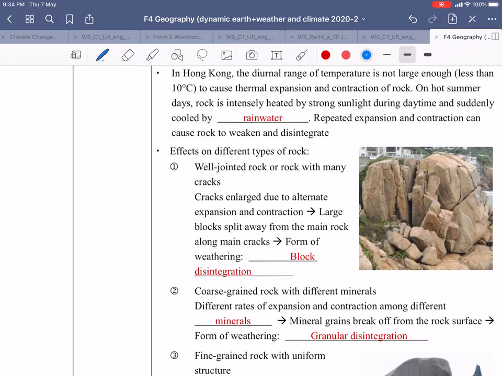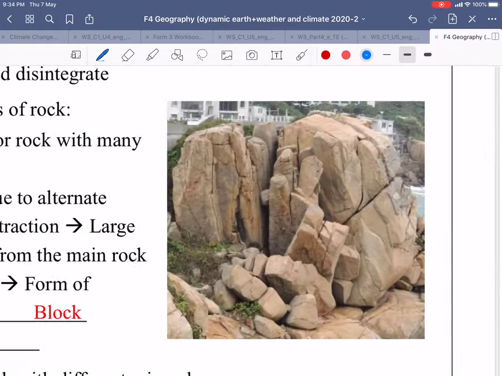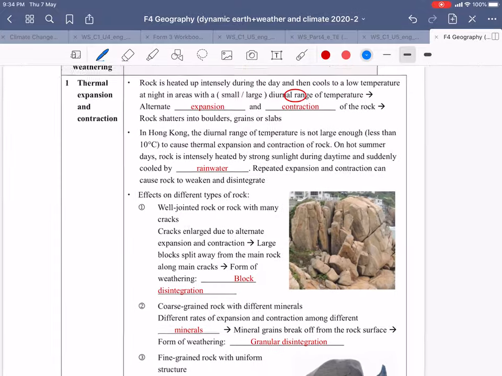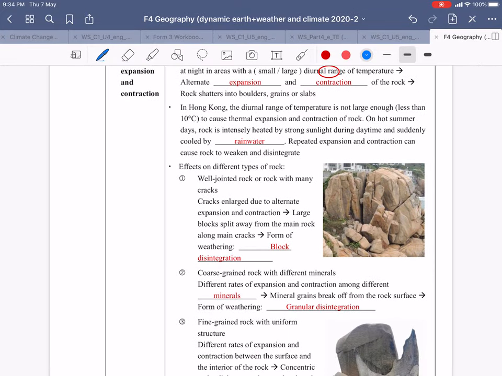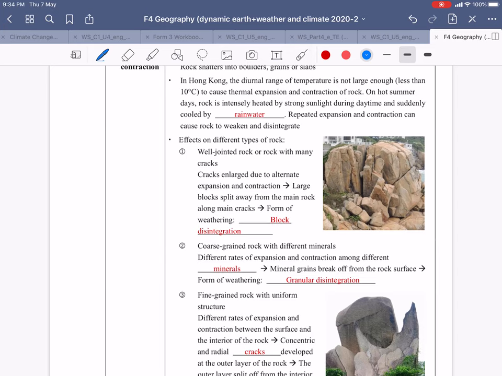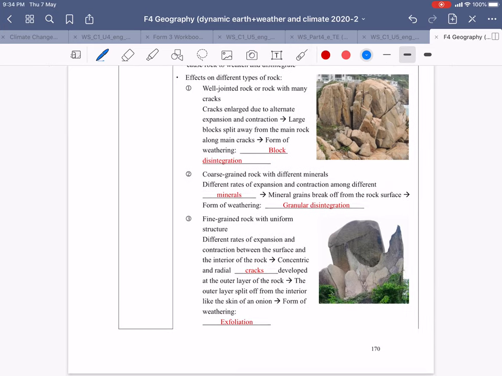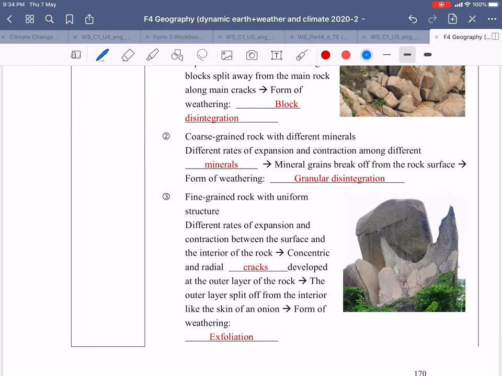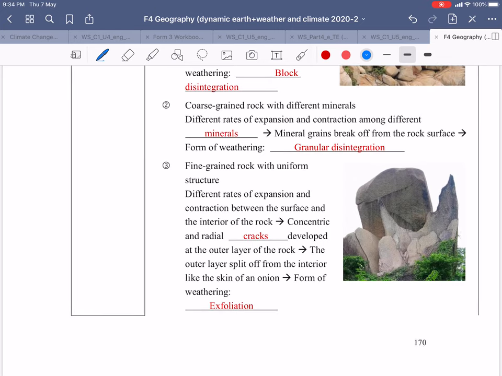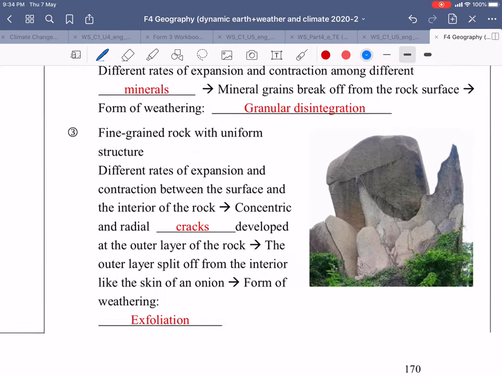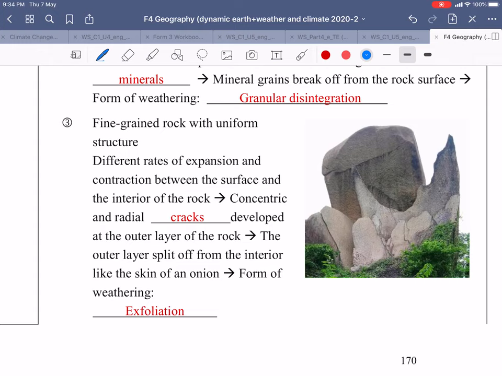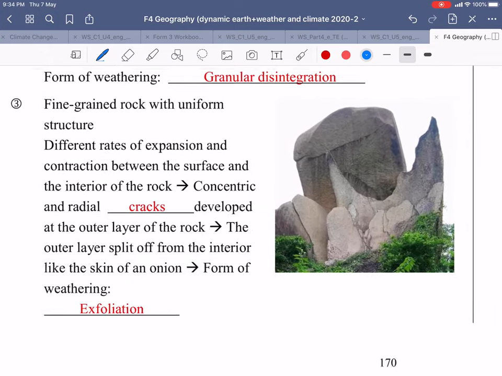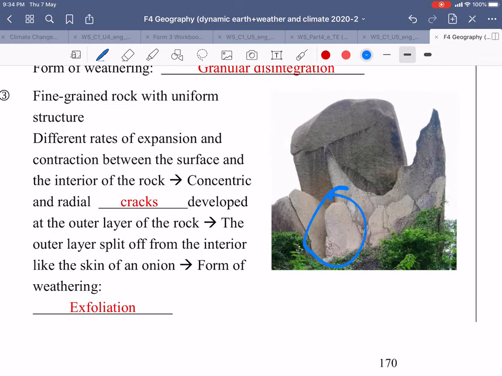Block disintegration, and then you can see it's along the joint, okay? In long one, you have to memorize it by yourself, okay? And then thermal expansion and contraction, okay? which can develop into large block disintegration, and which is granular disintegration, more or less the same. And then also the exfoliation, okay? You can see right here, this becomes a sheet-like pattern, okay? It looks like a sheet-like pattern, okay?